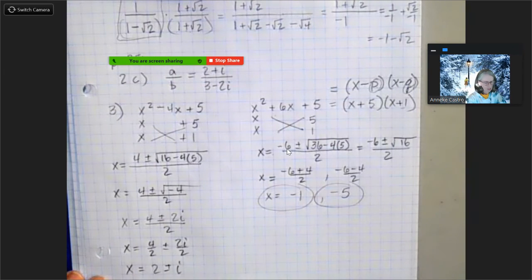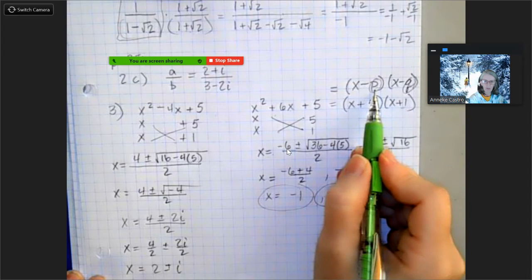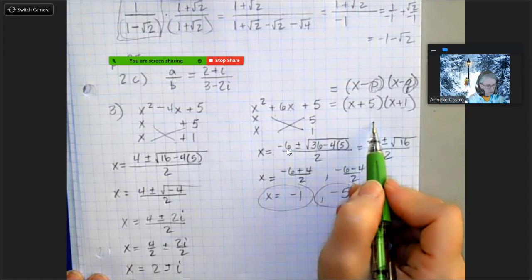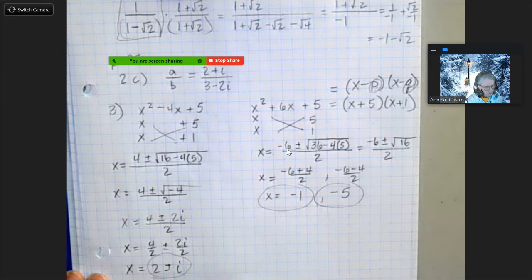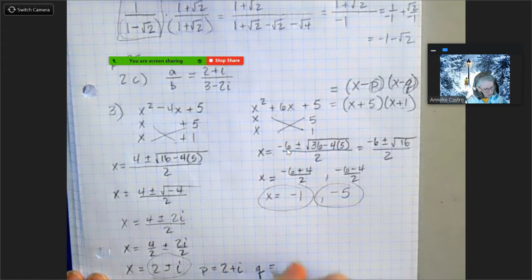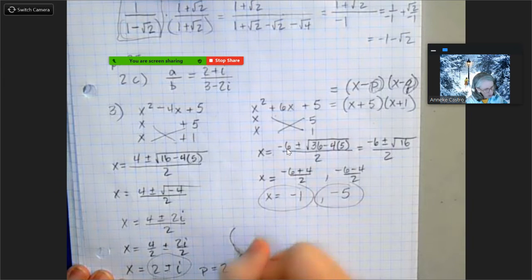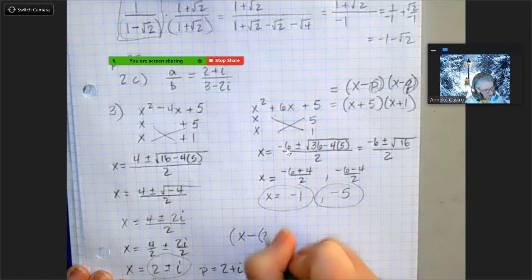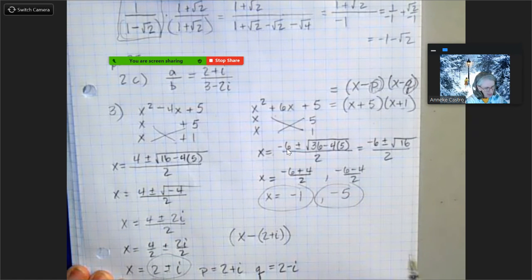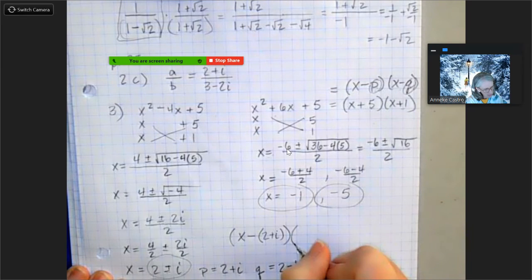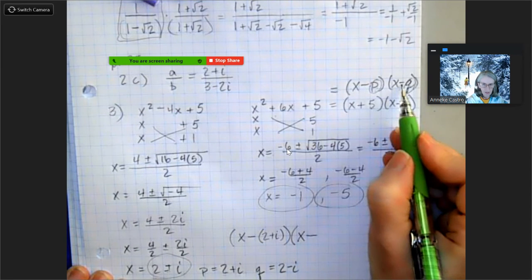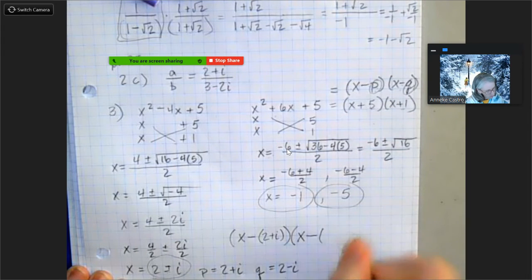But remember, getting the solutions is not the same as factorizing, okay, as we saw over here. So now what I need to do, this is my p and my q. My p is going to be 2 plus i, and my q is going to be 2 minus i, because of the plus and minus symbol right here. So when I factorize this, and I'm running out of room, so I'm going to put it here, I'm going to have x minus all of this, 2 plus i. And then the other factor is x minus, okay, because that's part of the formula, the other solution.